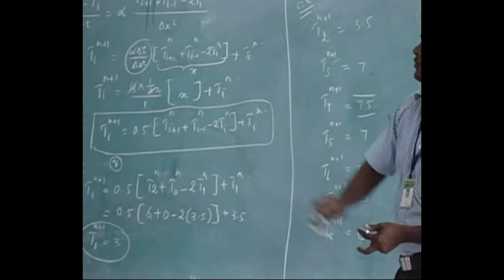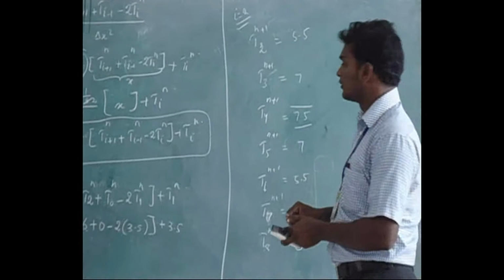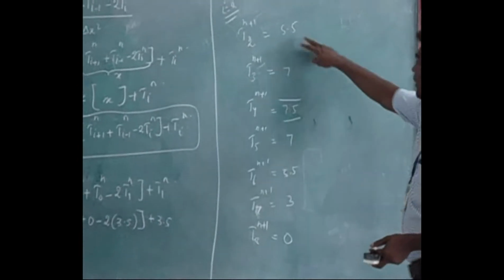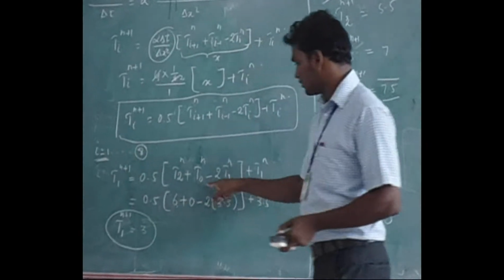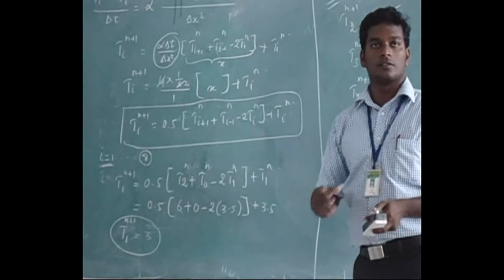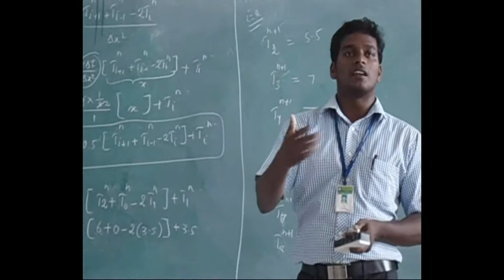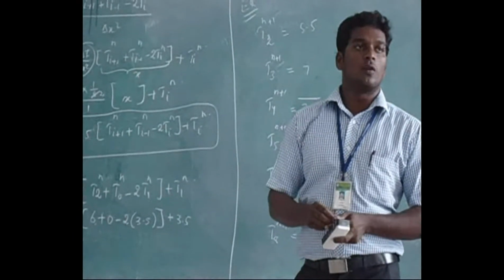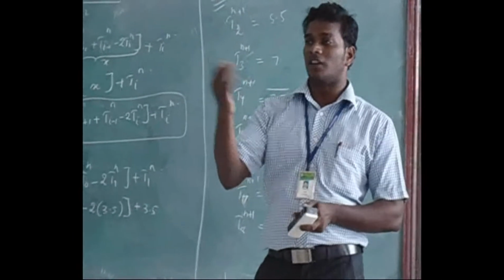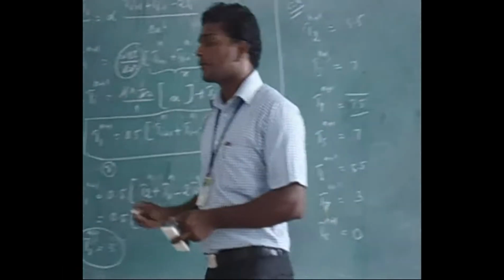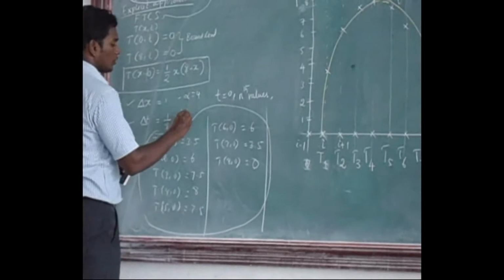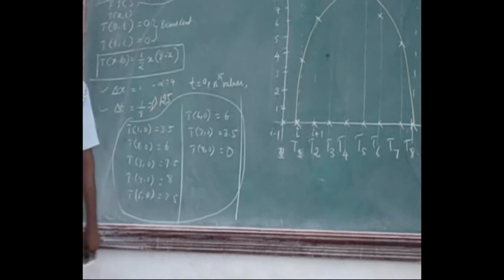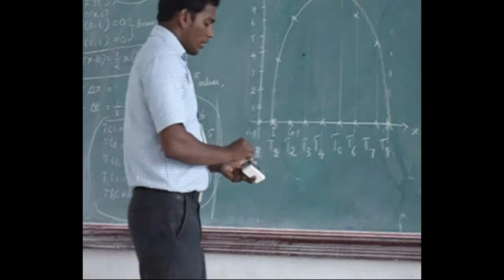So T0 only is 0. Okay, T0 is 0, then 5.5 and 3, and so on. Again it forms after 0.125 seconds. This delta t, what's the value of delta t? 0.125. Okay. So now plot all the values.